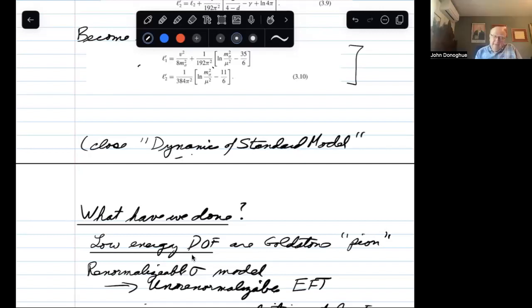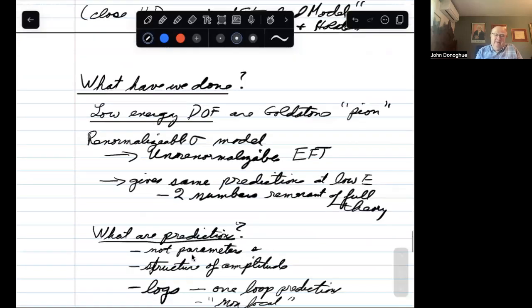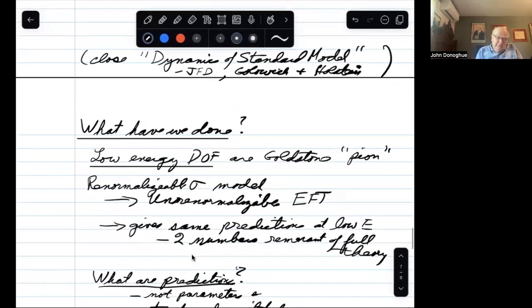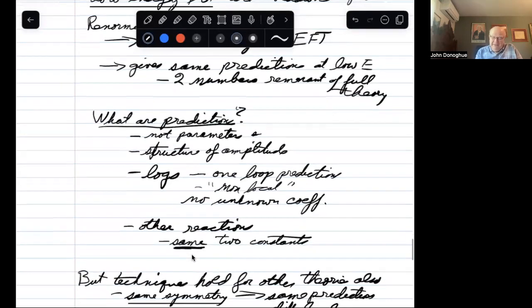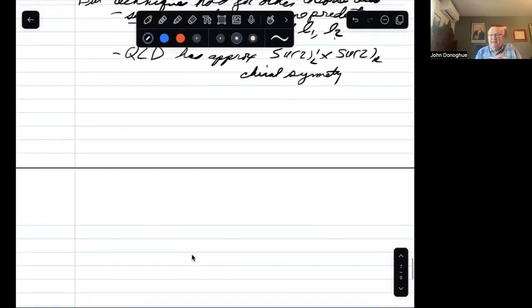Which is by myself, Galowich, and Holstein, and I wrote the sections that I'm using here. So these are, that's the way I think about the problem.